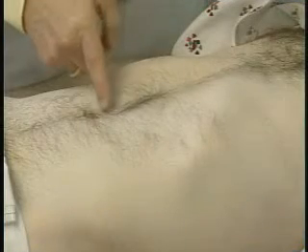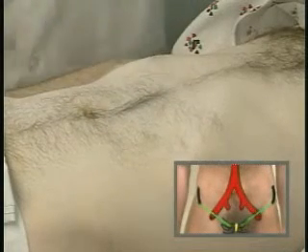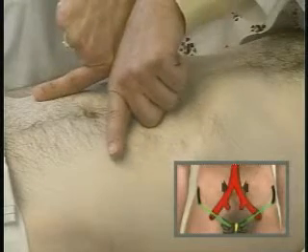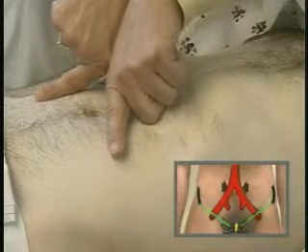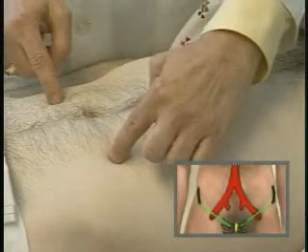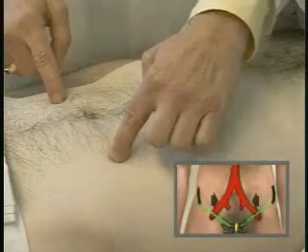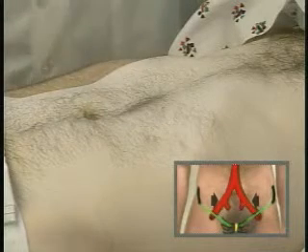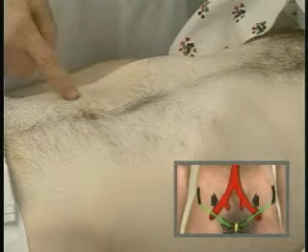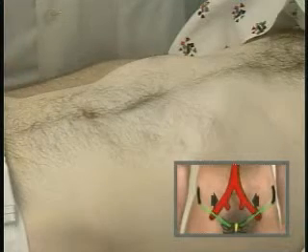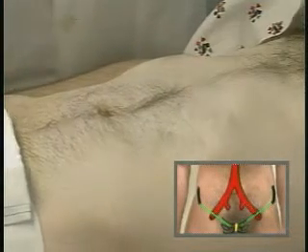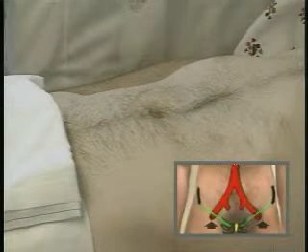At about the level of L4, or about the level of the umbilicus, the abdominal aorta divides into the common iliac arteries, one for the right and one for the left. At about 4 centimeters from the midline, they then divide into internal and external branches of the iliac artery. The external branch continues laterally and goes deep to the inguinal ligament. When it runs underneath the inguinal ligament, as it emerges going down towards the thigh, it's known as the femoral artery. So the femoral artery is just a continuation of the external iliac artery.